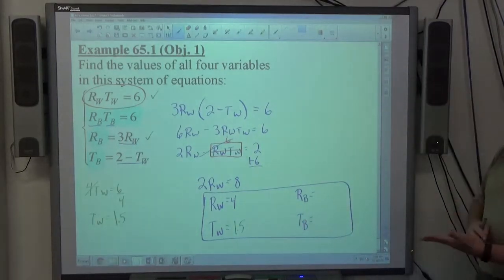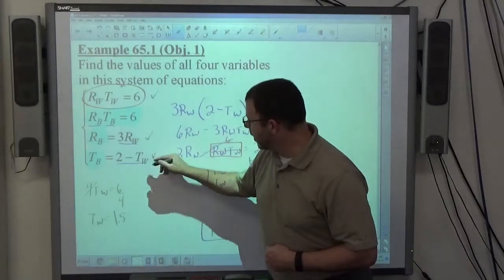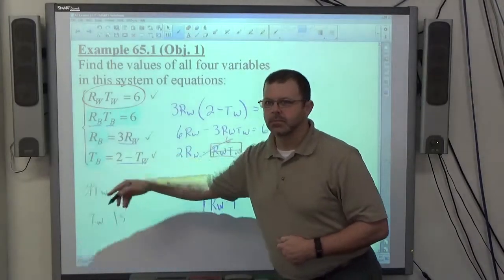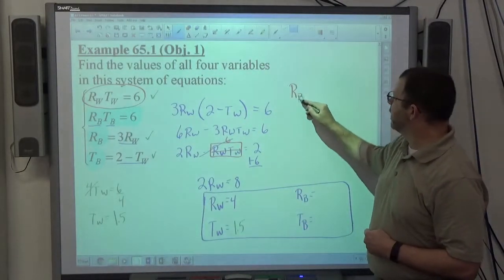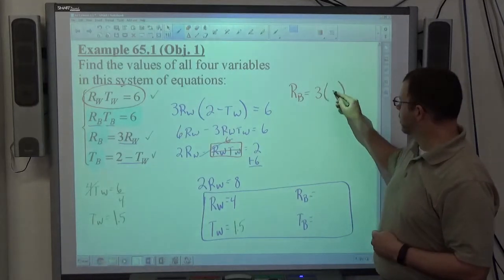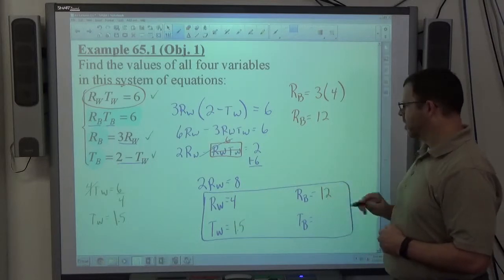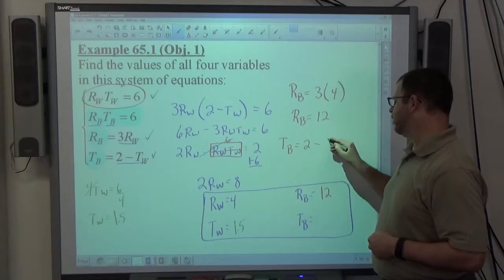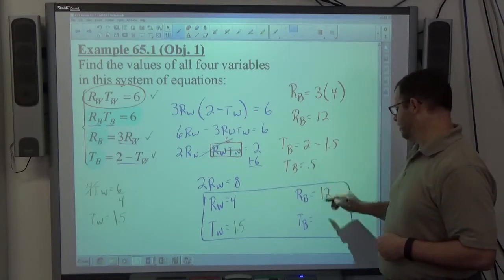Now I know both R sub W and T sub W. So if I know R sub W and T sub W, right here and right here, I can find stuff about R sub B and T sub B, right? So let's go R sub B first. R sub B is equal to 3 times R sub W. So R sub B is equal to 12. T sub B is equal to 2 minus T sub W, T sub W being 1.5. So T sub B is equal to 0.5.